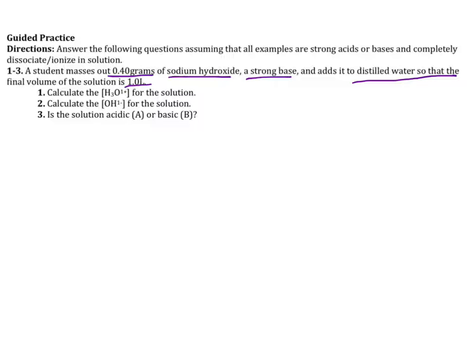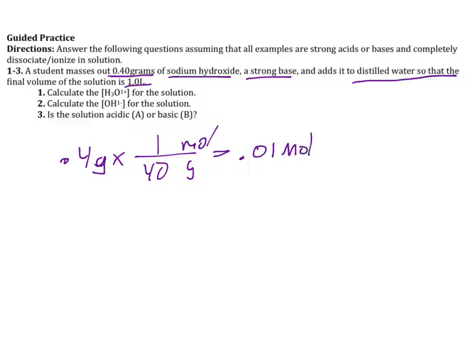The first thing we need to do is we need to find the molarity of the sodium hydroxide. And we know we have 0.4 grams of sodium hydroxide. And we're going to go from grams to moles using the molar mass. And the molar mass is about 40. And when you type this into your calculator, you get 0.01 moles of the sodium hydroxide.